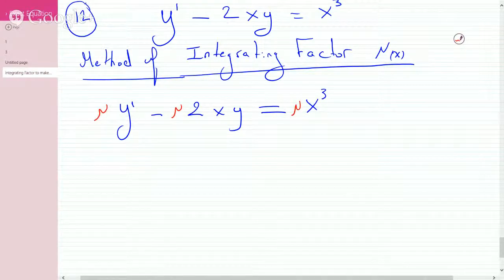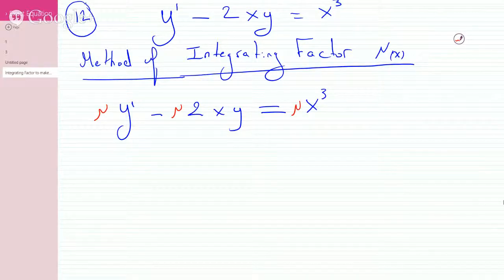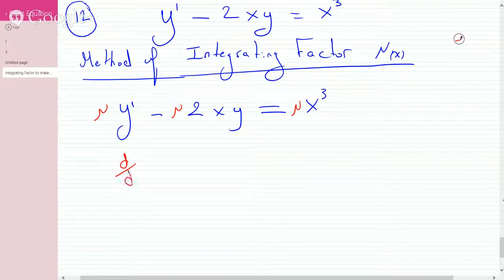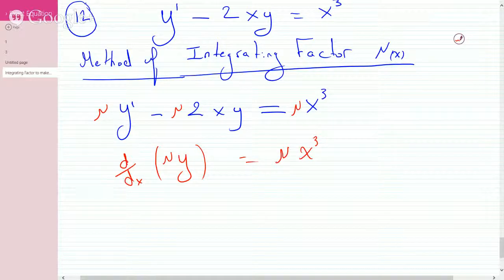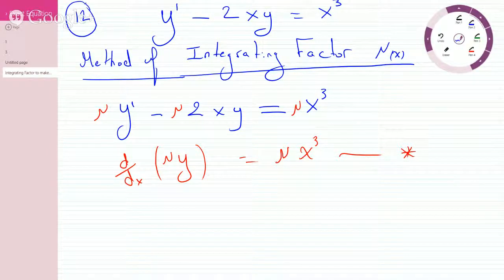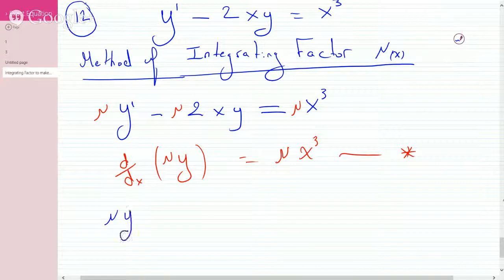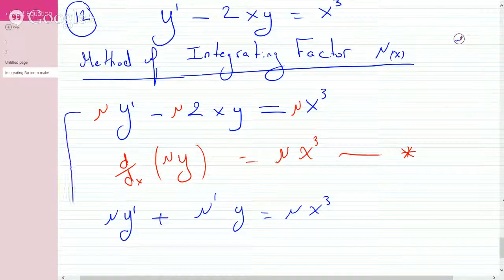And we notice that the left-hand side is just d over dx of y times mu, and this is equal to mu x cubed. Let's call this equation star. We will come back to it. And now let's expand this. So this will be mu y prime plus y mu prime equals mu x cubed.